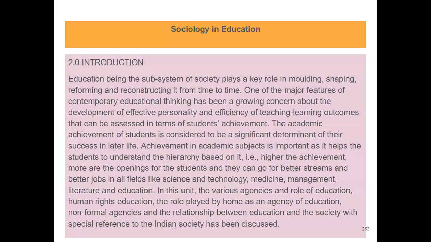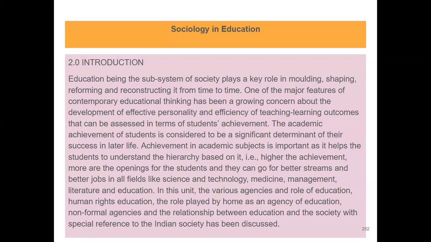So achievement in academic subjects is important as it helps students to understand the hierarchy based on it. Higher the achievement, the more the opportunities. If you get better results, you get more chances at the advanced level or at all levels. If you get good results, you have far more opportunities. So, science and technology, medicine or management, literature, education, many other fields are there.